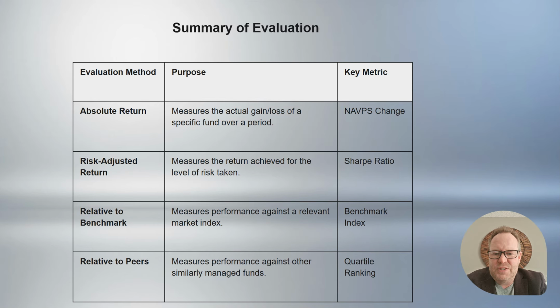So, again, a summary of this evaluation chapter. Absolute return measures the actual gain or loss of a specific fund over a period using the change in NAVPS. Risk-adjusted return measures the return achieved for the level of risk taken, and we use the Sharpe ratio for this. Relative to benchmark measures performance against a relative market index; we use any of the benchmark indexes. Relative to peers measures performance against other similarly managed funds. For that, we use the quartile ranking.